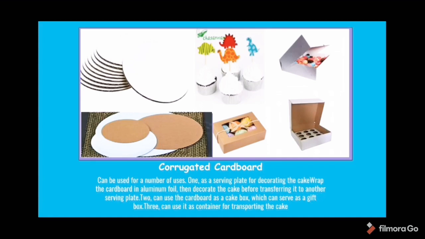We have the corrugated cardboard. Can be used for a number of uses. One, a serving plate for decorating the cake: wrap the cardboard in aluminum foil, then decorate the cake before transferring it to another serving plate. Two, can use cardboard as cake box storage, which can serve as a gift box. Then three, can use it as a container for transporting the cake.